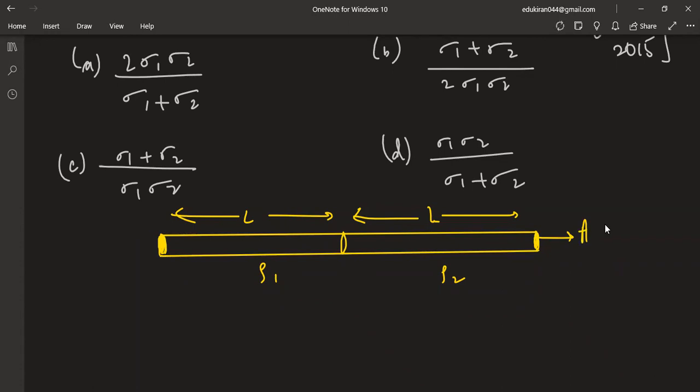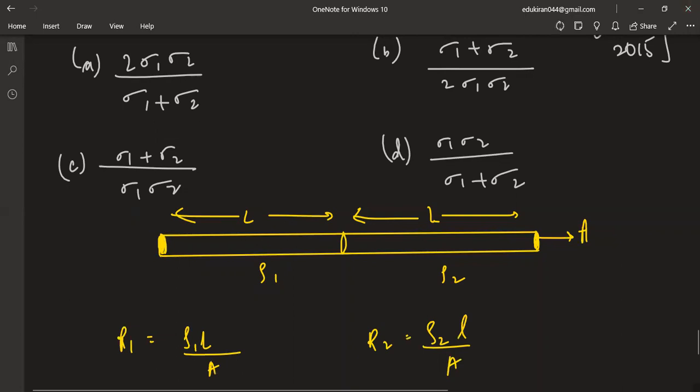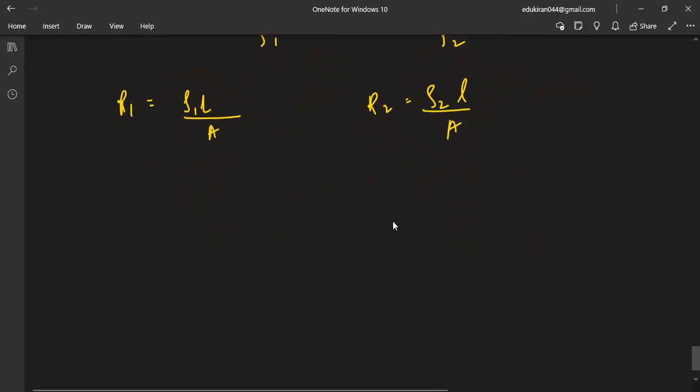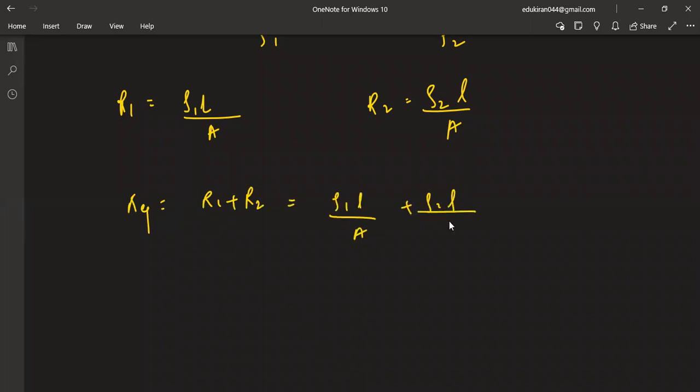One formula which we have studied for resistance is R is equal to rho L by A. So R1 is going to be rho 1 L by A, and R2 will be rho 2 L by A. Now look, if they are connected in series, R equivalent will be R1 plus R2. So rho 1 L by A plus rho 2 L by A. That's how we can write it. Now look here.